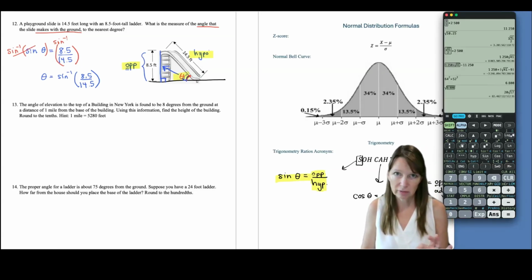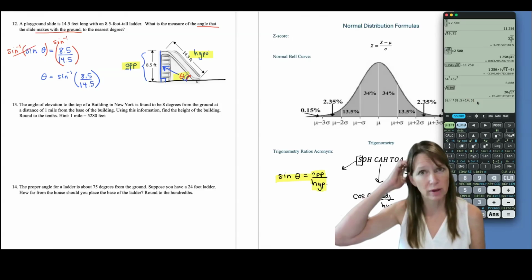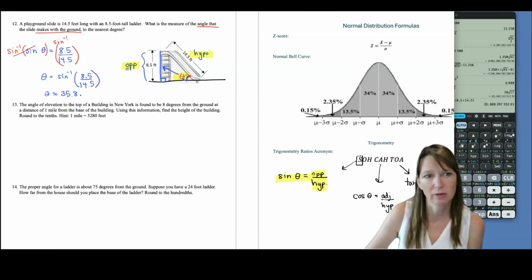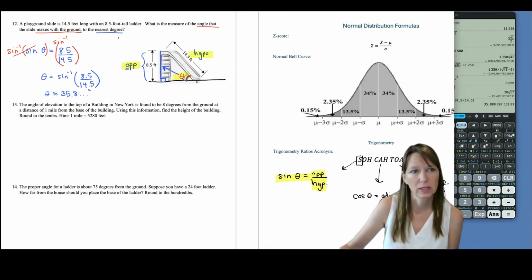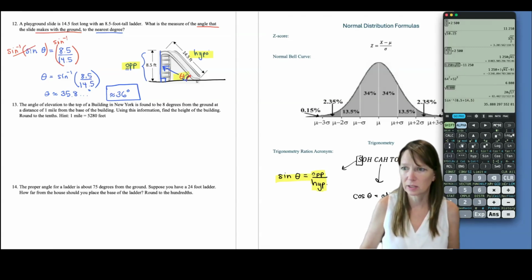Now, to find your inverse sine, it is almost always the same button as your sine, but you're going to shift. So inverse sine of 8.5 divided by 14.5. It does say round to the nearest degree, so I'm going to say it's approximately 36 degrees from the ground. I do want to note, make sure in your calculator that your mode is in degrees. If I tried to change that to radians, you're going to get a whole different answer. So you want to make sure that it shows in degrees.